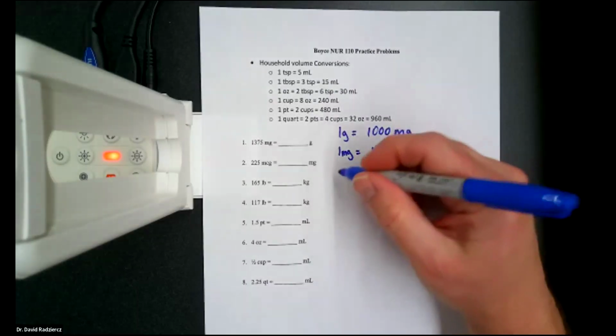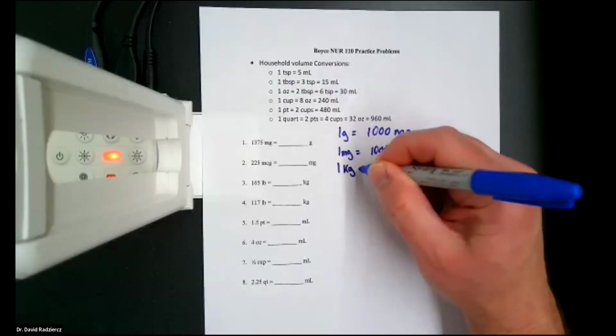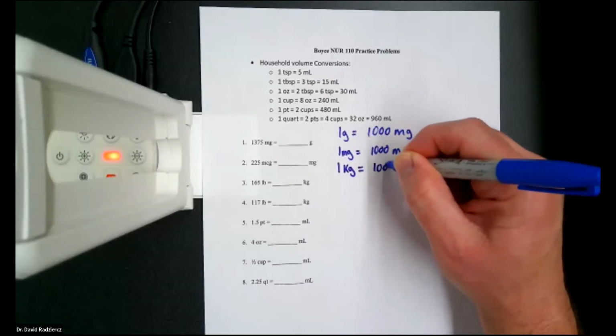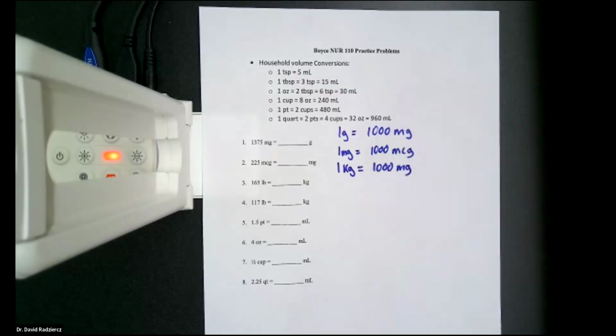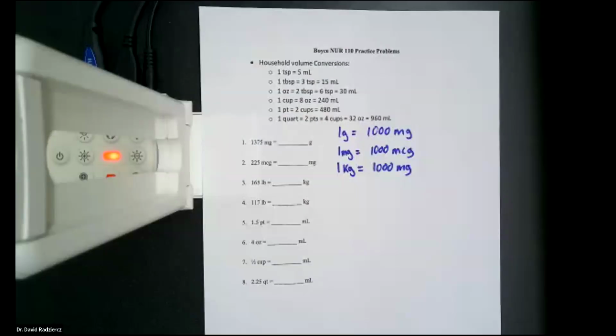And just in case, 1 kilogram is equal to 1,000 milligrams. I don't think you're going to have to worry about converting kilograms to milligrams. I just don't see that as a skill that's necessary in nursing. Yeah, I haven't seen it yet in any of the tests. Say that again? I haven't seen kilograms to milligrams on any of the tests so far.